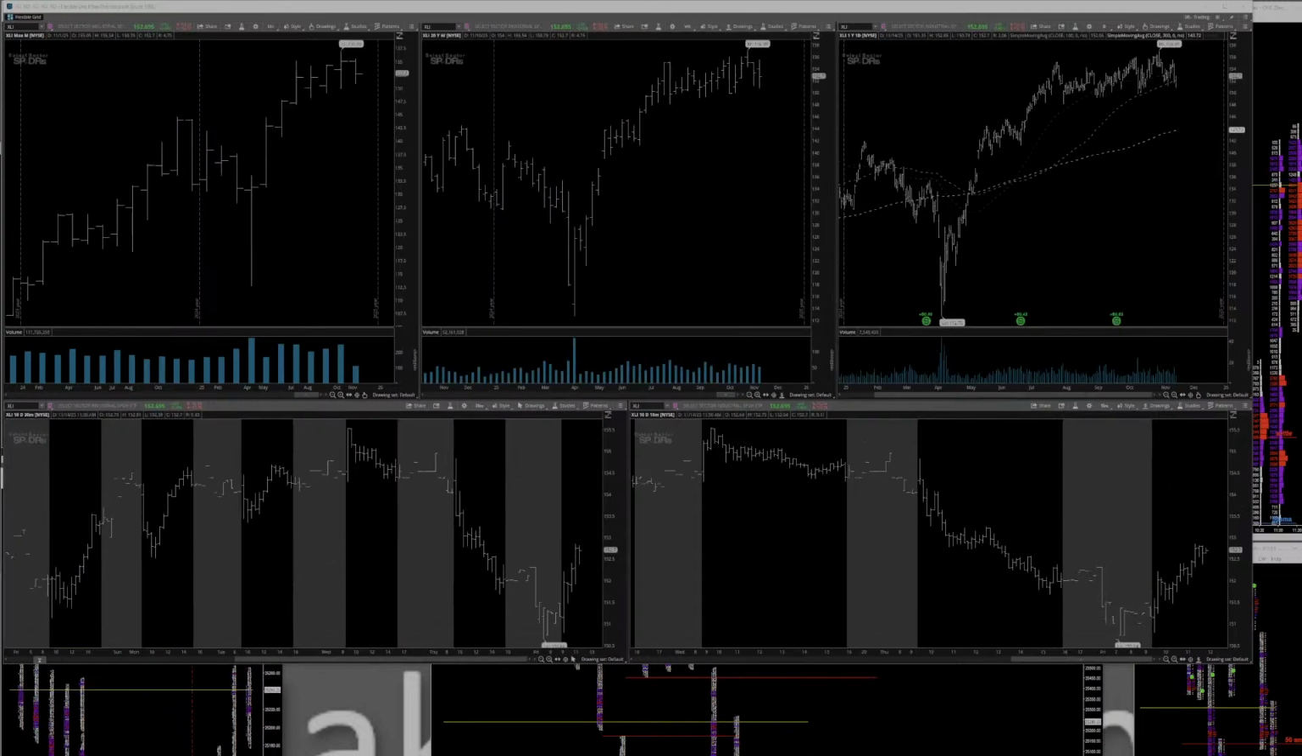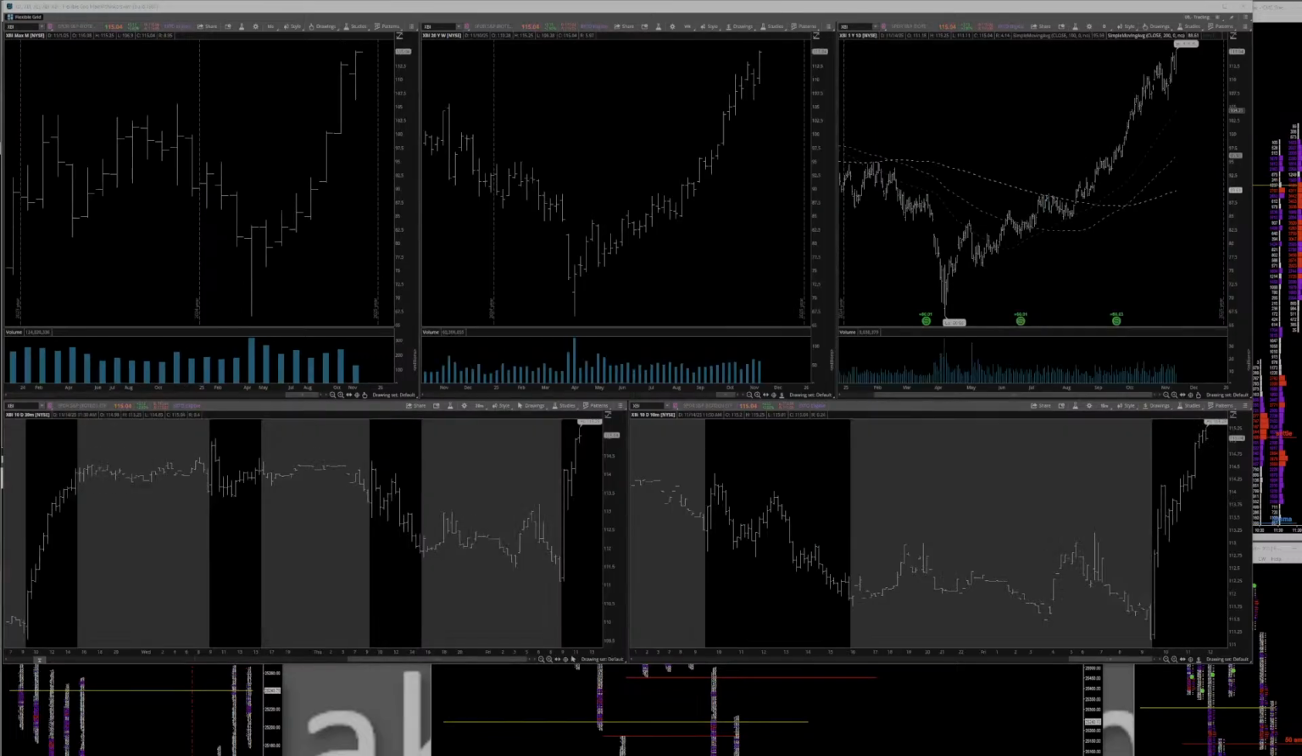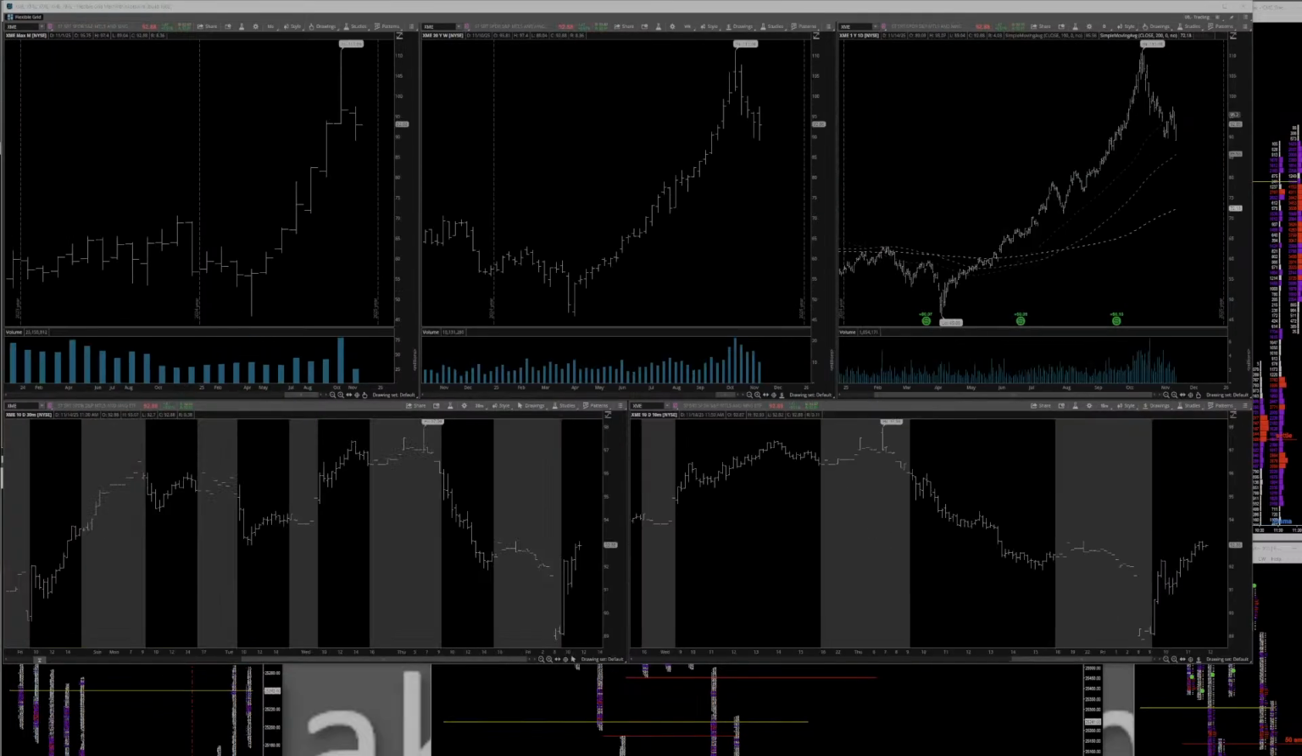These are the sectors of ES. Industrials. Materials. Don't care about that.